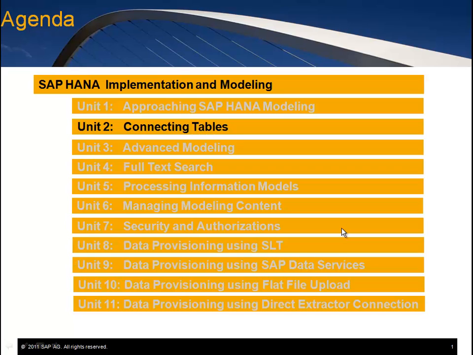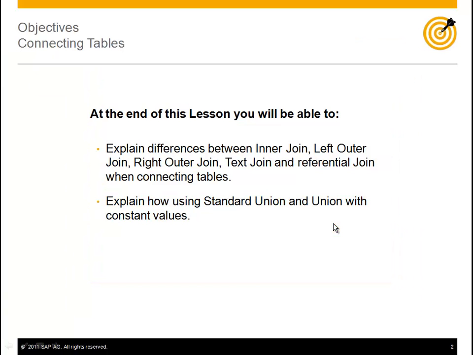We are now going to start unit number 2, connecting tables. There's only one lesson in this unit, and in this lesson we're going to look at the differences between the different types of joins: the inner, left outer, right outer, text, and referential join. And also we will look at a standard union and a union with constant values, and which one is the recommended way of joining analytic views or tables.